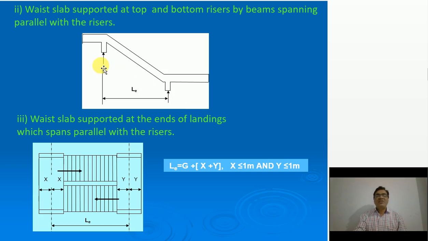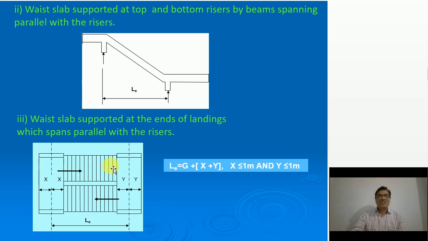Okay, half the width of this beam plus going portion plus half the width of this beam. Again, horizontal distance is considered here. Now third case. Third case is a little bit complicated. In this case, if the beams are not available at the end of the landing or at the end of the flight, then what to do?